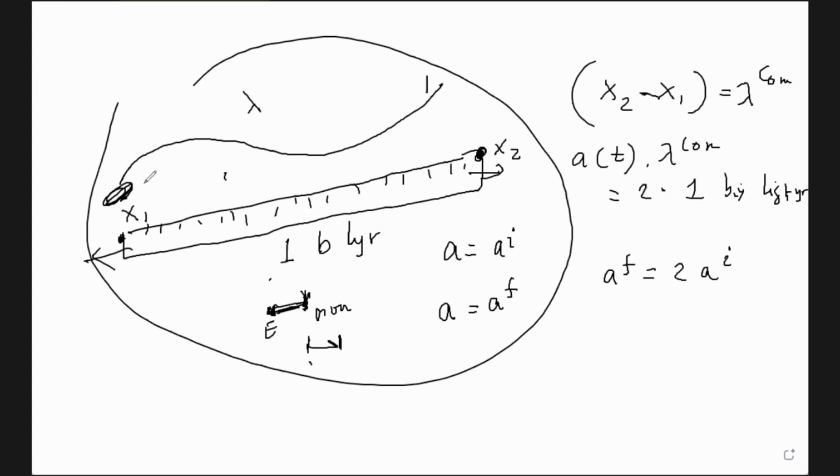Say I have a galaxy here, I have a galaxy here. The co-moving distance is 1 billion light year, but the physical distance will change because the space between the galaxies is expanding. That is what Hubble expansion is. Is it clear?